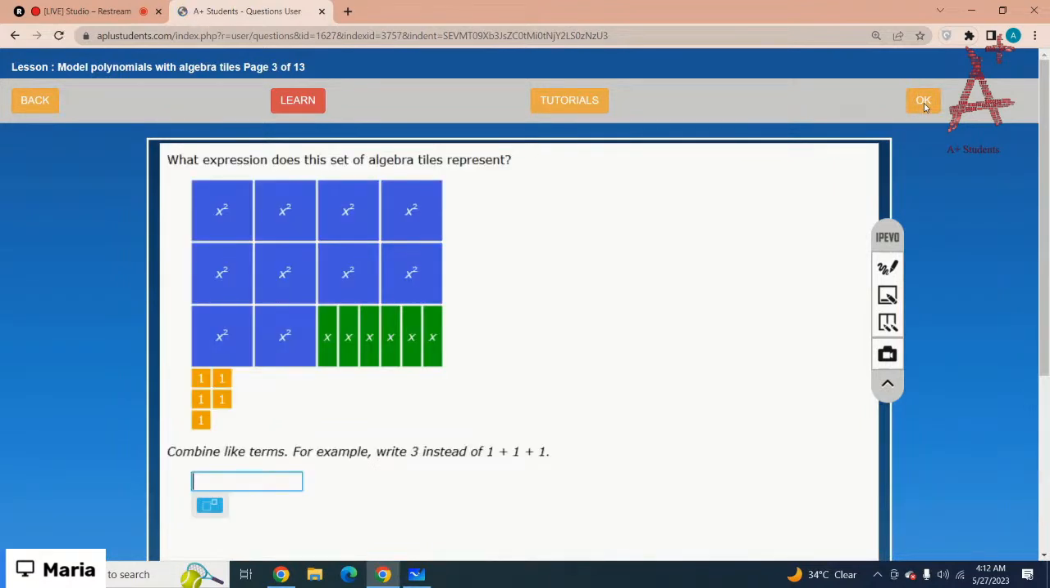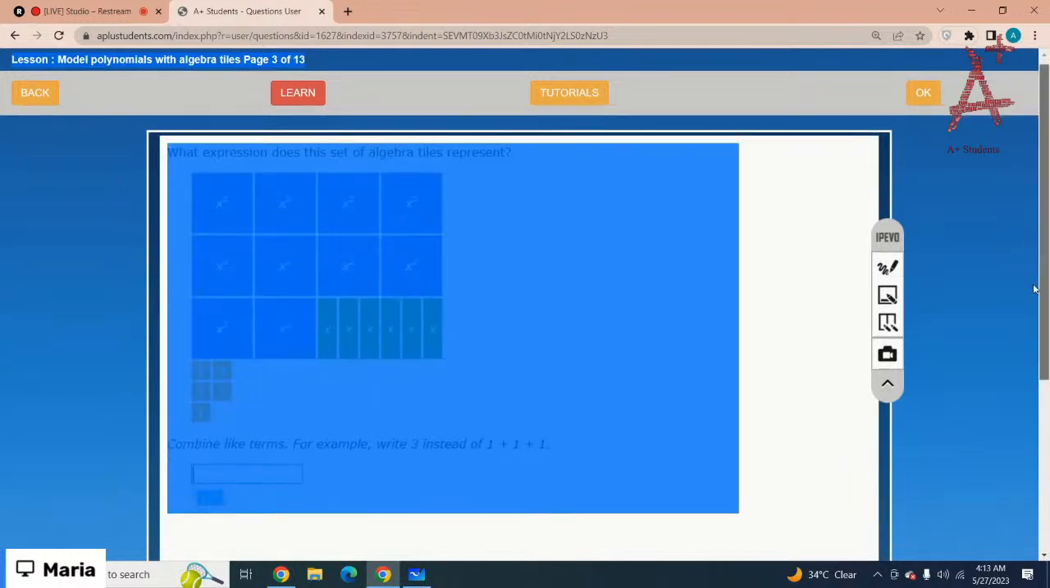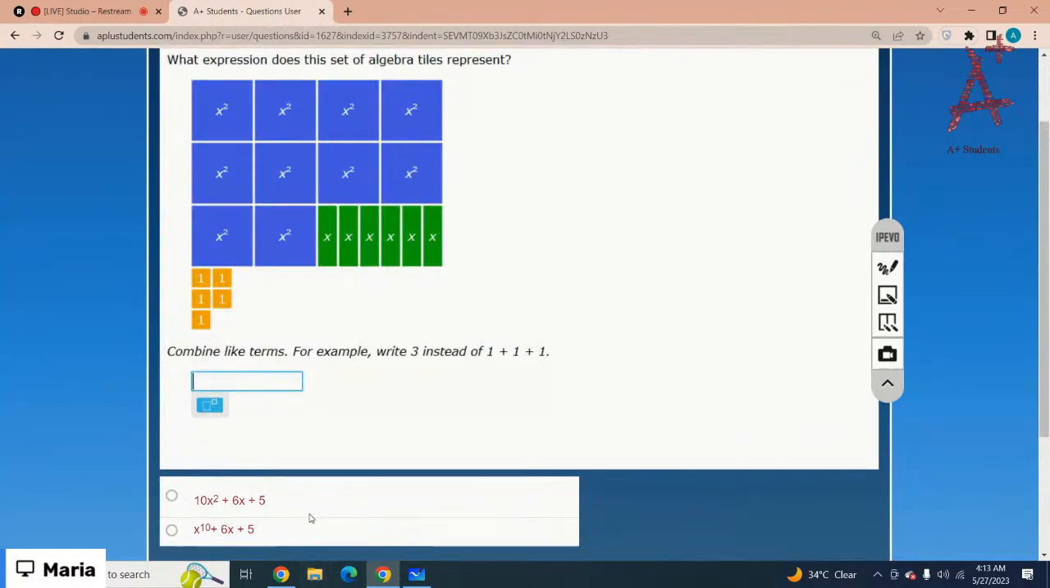Okay, what expression does a set of algebra tiles represent? It would be 1, 2, 3, 4, 5, 6, 7, 8, 9, 10, so 10x square, then you have 1, 2, 3, 4, 5, 6, 6x. 10x square plus 6x plus 5. The correct option is 10x square plus 6x plus 5. Option number 1 is the correct option. Got it?